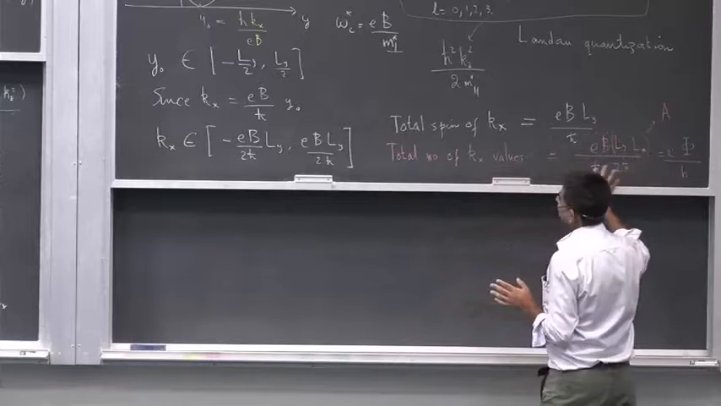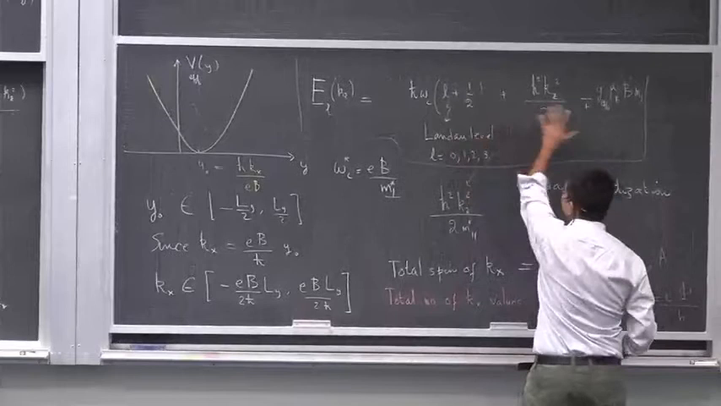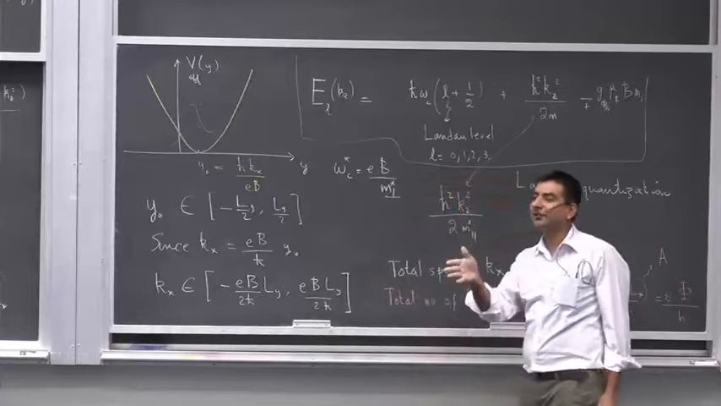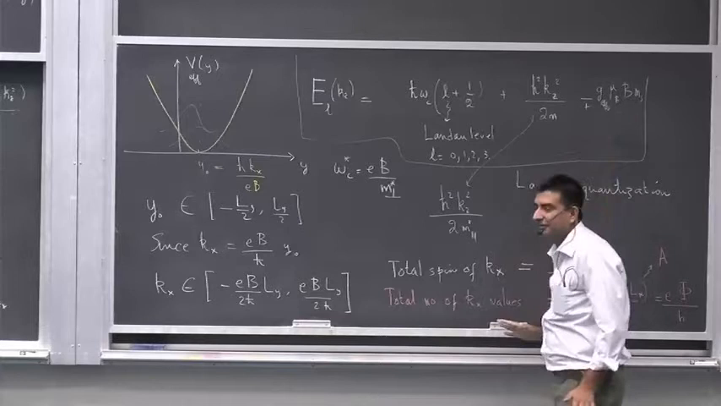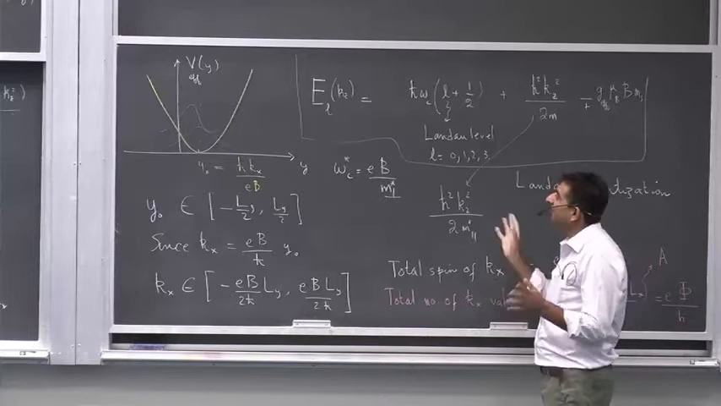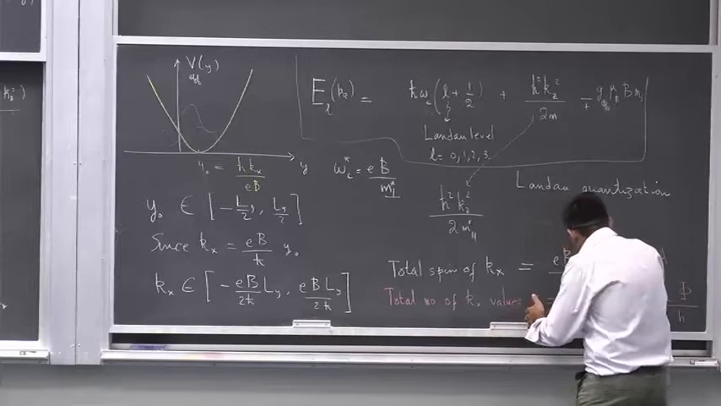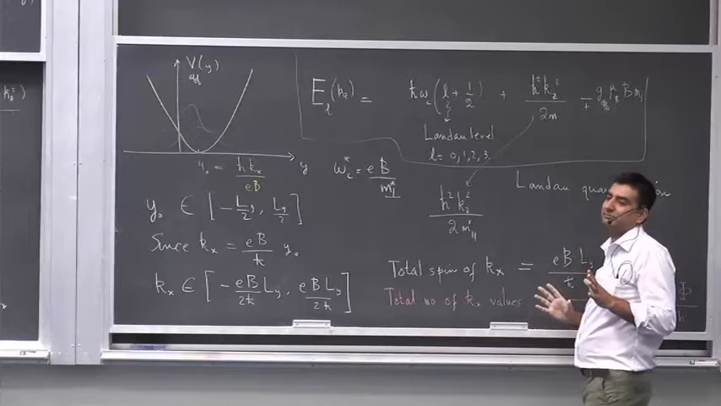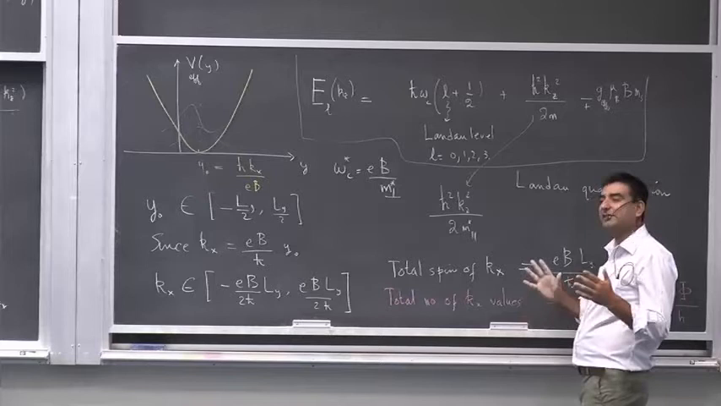Look, observe, there's no Kx here. The energy does not depend upon Kx, it only depends upon Kz. So for a given Kz and for a given L, for a given magnetic field, how many Kx values are possible? All of those Kx values will have the same energy, because the energy is independent of Kx. So this is actually the degeneracy of a particular Landau level. All of these Kx states are possible, all of them will have the same energy. So this factor is nothing but the degeneracy.